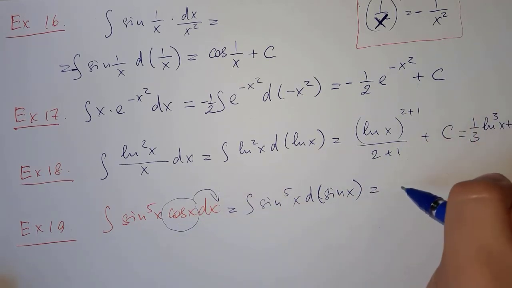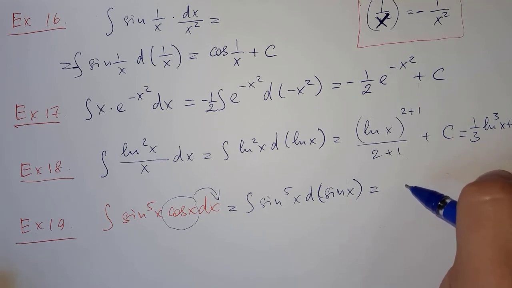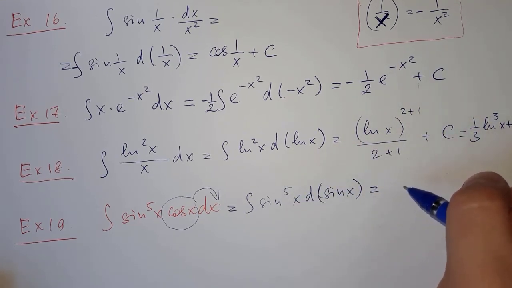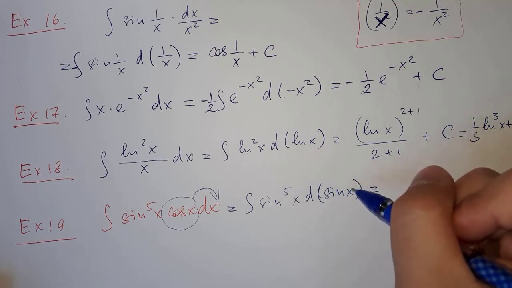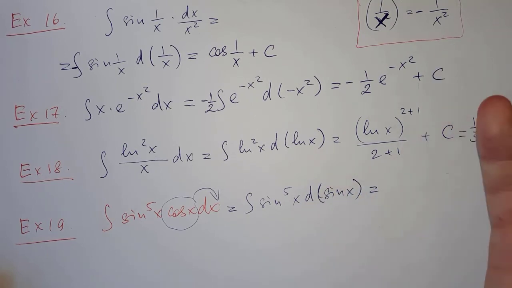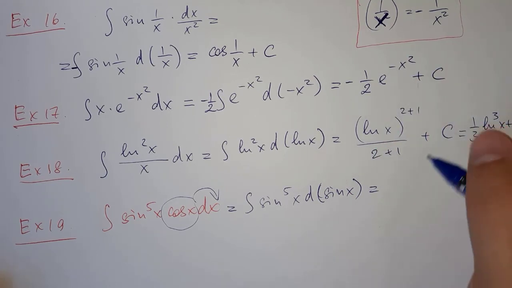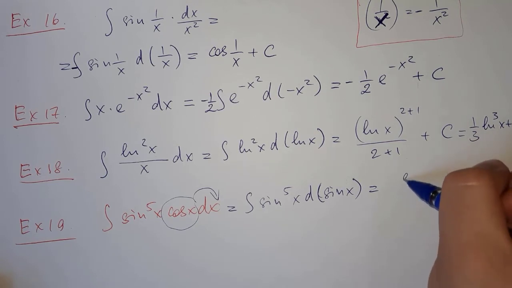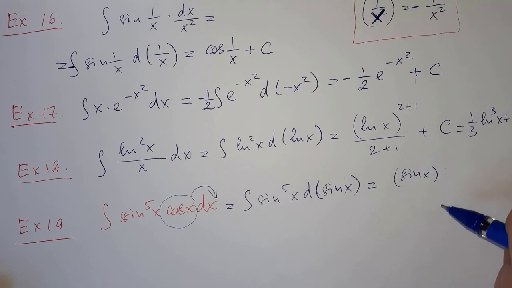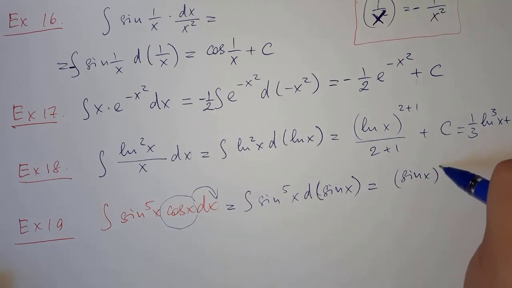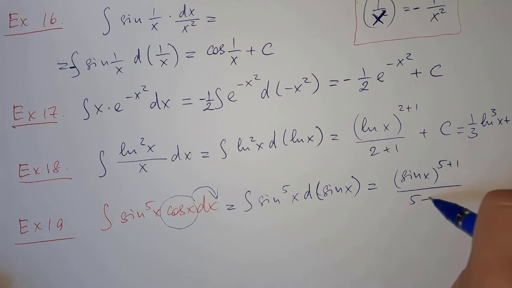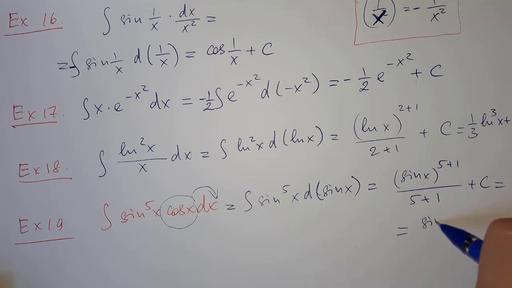Now it is the integral of sine x, so we can easily find it. This is a power function now, and our variable is not a trigonometric function, our variable is just sine x, and our function is a power function. So this is again as in the previous example, sine x to the power of 5 plus 1 over 5 plus 1 plus c, or the answer is sine to the power 6 of x over 6 plus c.